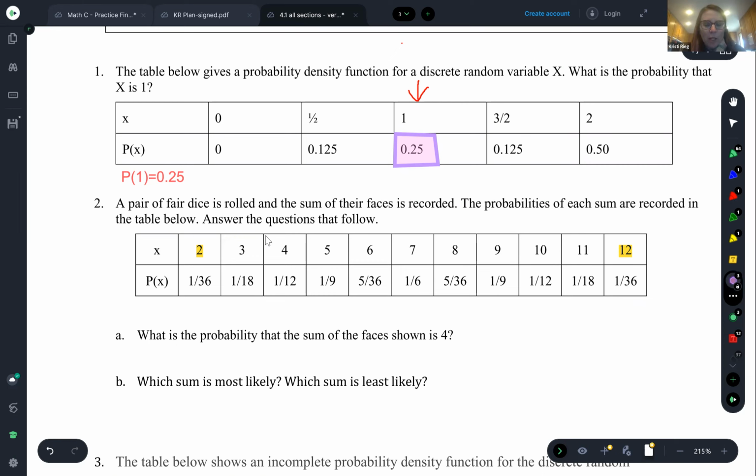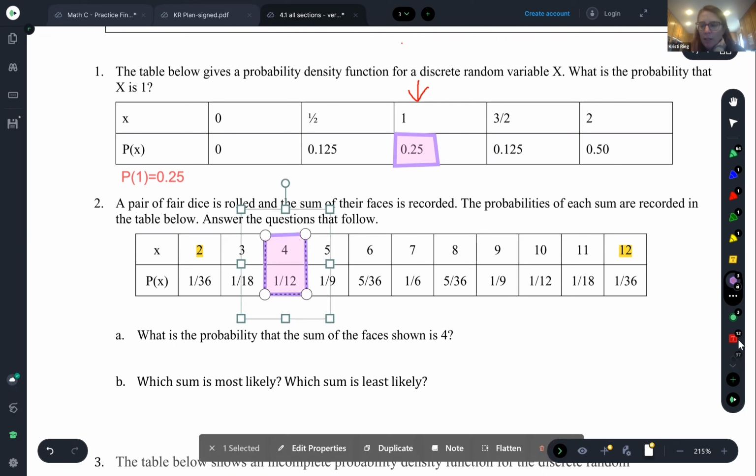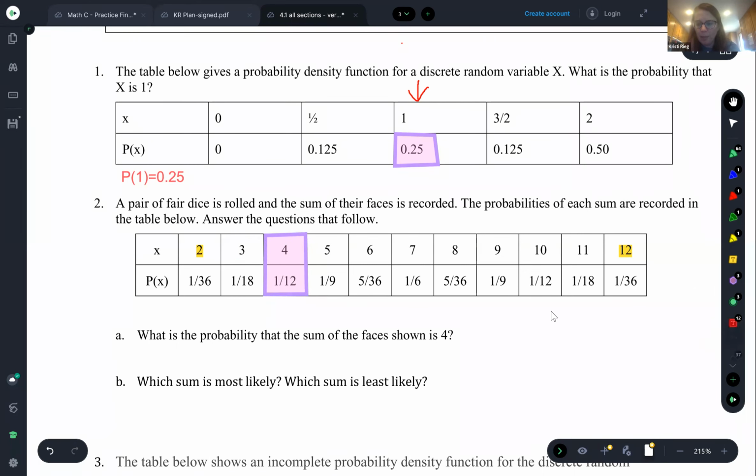So I'm going to go to 4. Here, I'm going to highlight it in my little purple box. The probability that the sum of the faces is a 4. Let me get my text going. Oh, there we go. Probability that it's a 4 equals 1 out of 12.